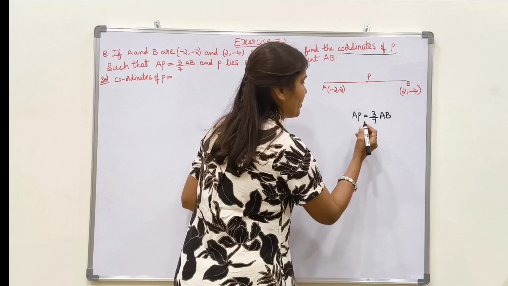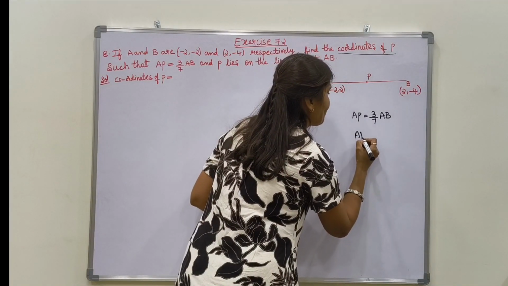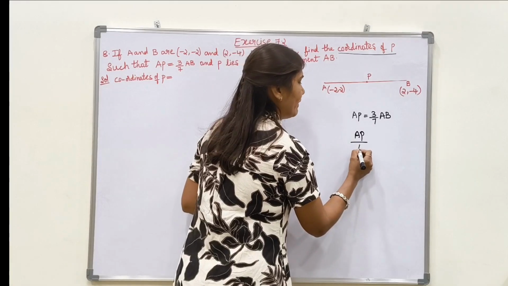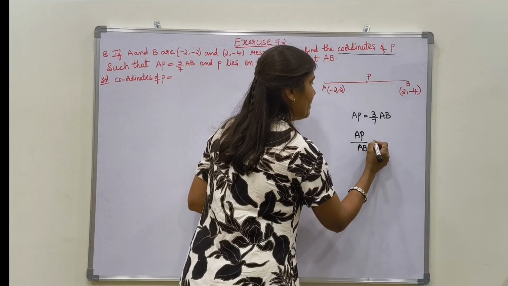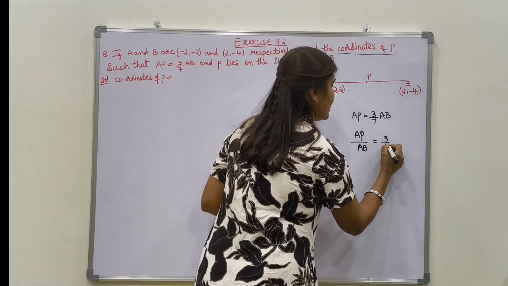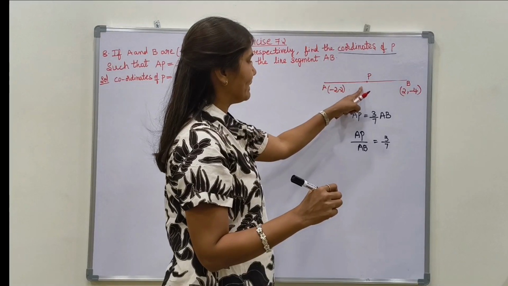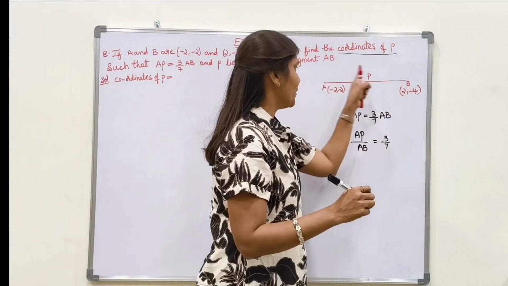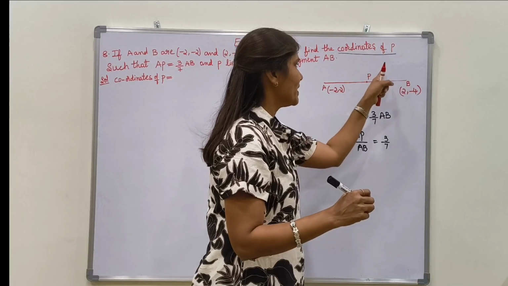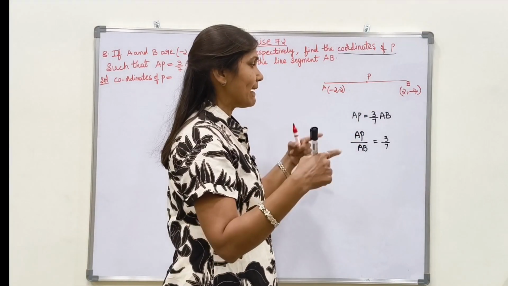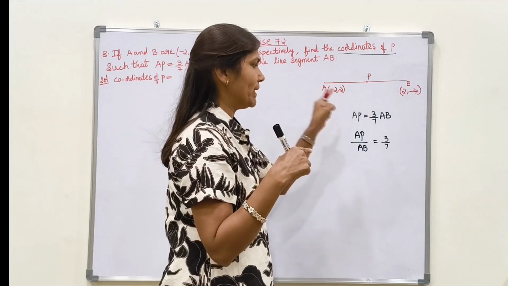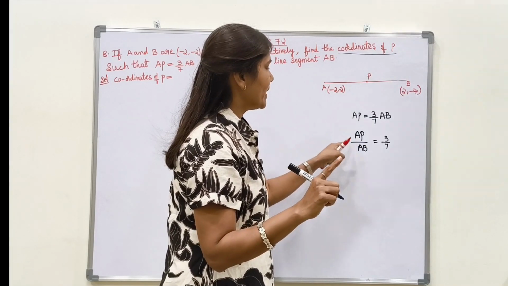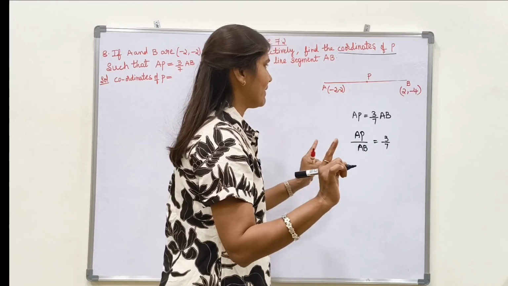Now here see, first we will find the ratio. AP by AB is equal to 3/7. So AP is 3, overall is 7, and 7 minus 3 you will get 4. But that is our thinking, in our mind. In maths we have to prove the ratio. So AP by AB is equal to 3/7.